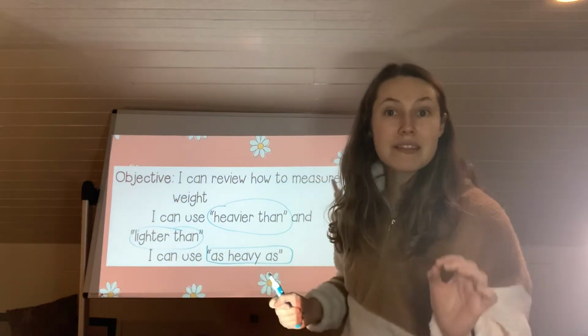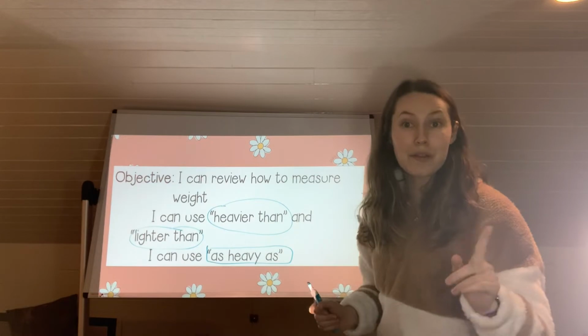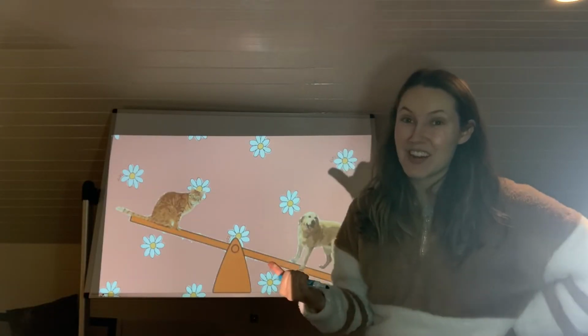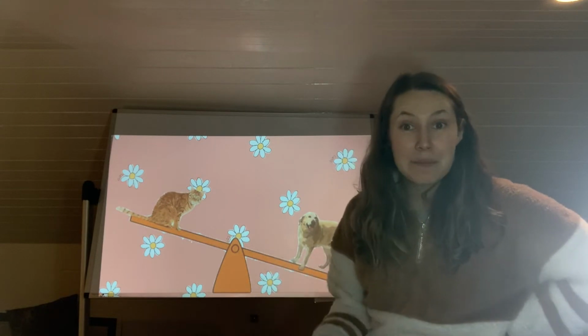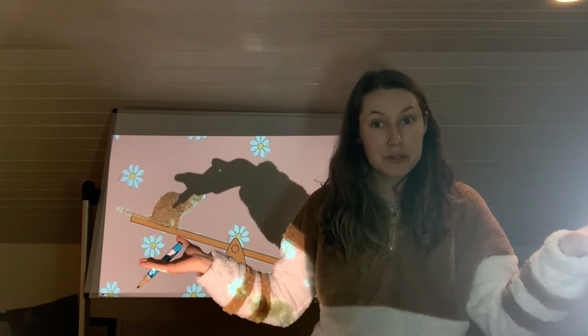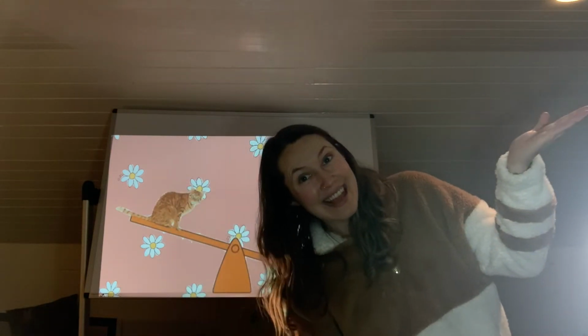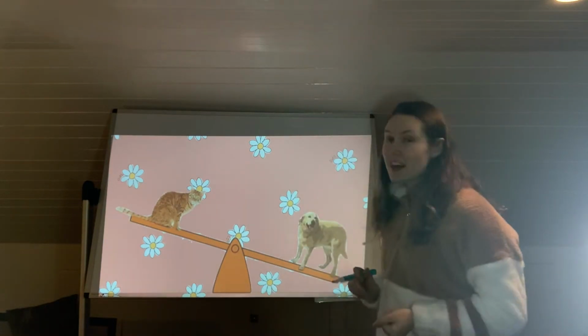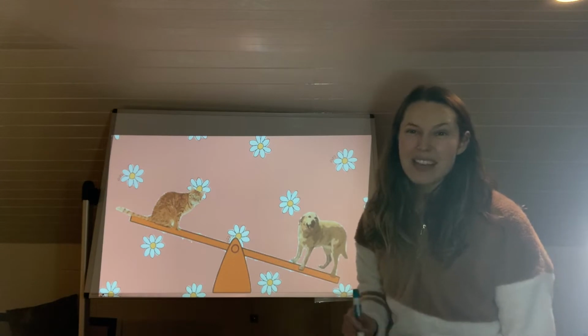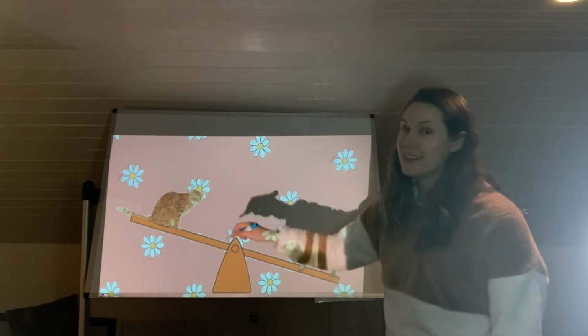So let's look at some examples of these things, and then I'll show you how you're going to practice at home. All right, so I've got some seesawing going on here. Remember, a seesaw is like an example of a balance scale, where if you put something on both sides, it's going to tip over to the side that is heavier. When it's tipped over, when that side is down towards the ground, that means that that item is heavier. So if we look at our seesaw, we've got a cat and a dog on the seesaw together. Now, what do we notice is going on with our balance scale here?